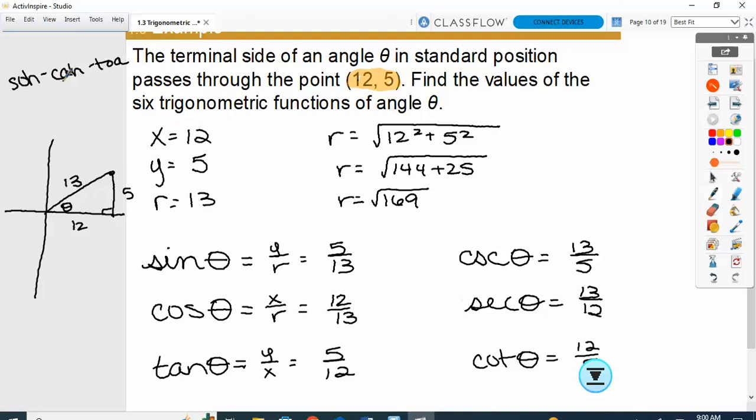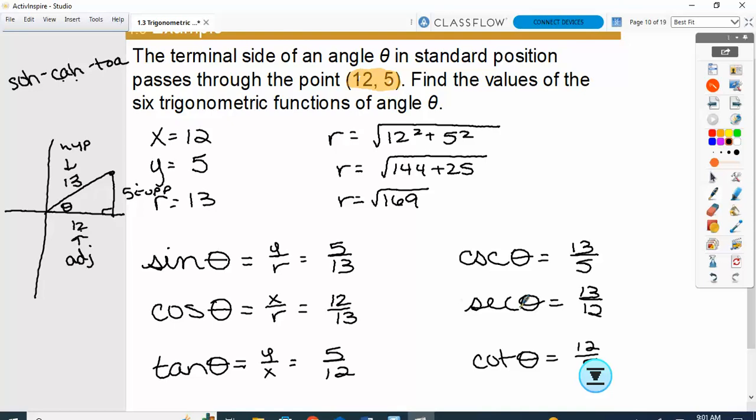Cosine, this means adjacent over hypotenuse. So this has to be my hypotenuse. This is the opposite because it's directly across. The side touching my angle that is not my hypotenuse is my adjacent. So adjacent over hypotenuse is 12 over 13, which was cosine. Tangent, opposite over adjacent, so 5 over 12. And then you can do reciprocals for the other 3.